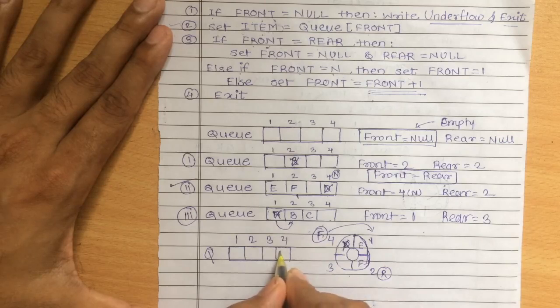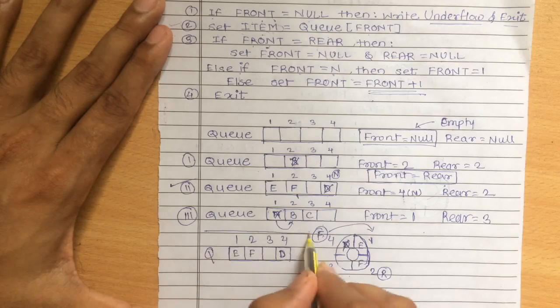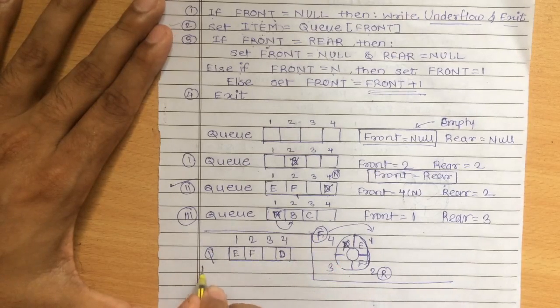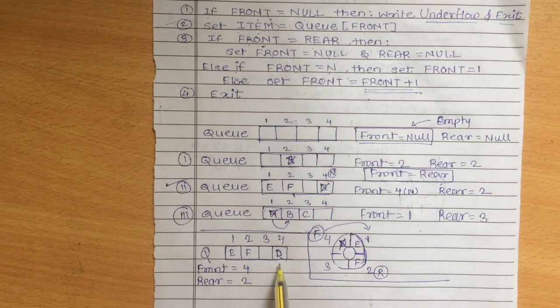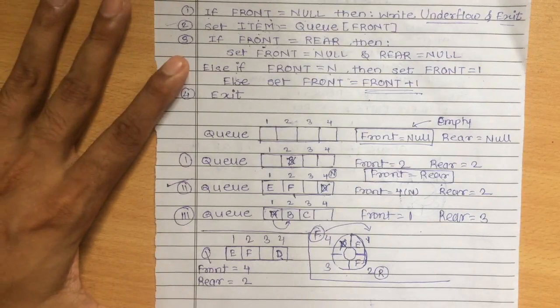So this is D, this one is E and F. In this case, as of now just consider this. My front is equal to 4, that is, this is my front and this one is my rear, it is second. We have discussed this in the previous lecture, that after removing the elements from Q, we got this position. For reference, just go through those previous lectures.